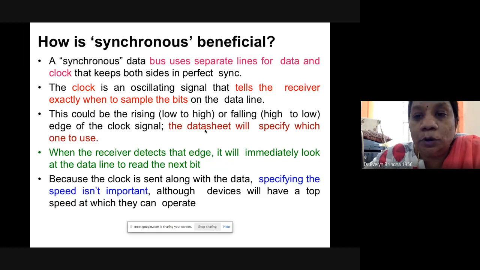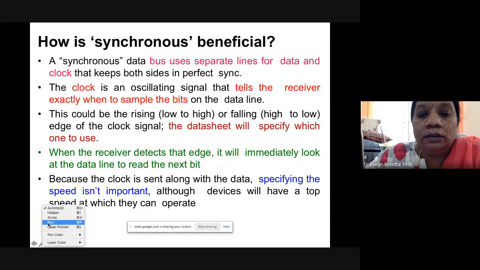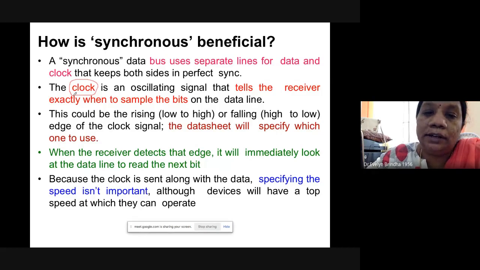Why is synchronous more preferable? Because it has a clock, and this clock can be completely synchronized between the sender and the receiver. This clock is present in synchronous, and that is why it is more advantageous than the asynchronous.